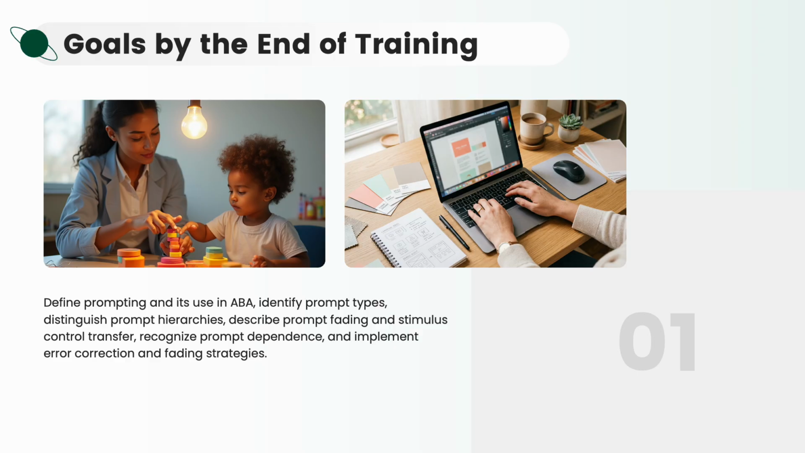Another goal is being able to describe and implement prompt fading. Remember, prompting is not the end goal, independence is. So, you'll learn how to gradually reduce prompts in a way that supports success without creating reliance. This connects directly to transfer of stimulus control, which is a big concept in ABA. By the end of this training, you should understand how we move from the learner responding to a prompt to responding to the natural instruction or environment instead.